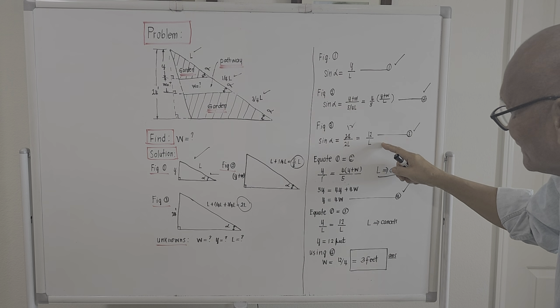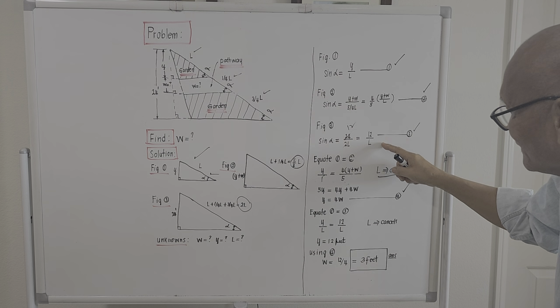How could we solve for w? We have already computed for y. So using equation number 4, we can compute for w. w now will be y over 4, or 12 over 4, and w is equal to 3 feet. So the width of the pathway will be equal to 3 feet.